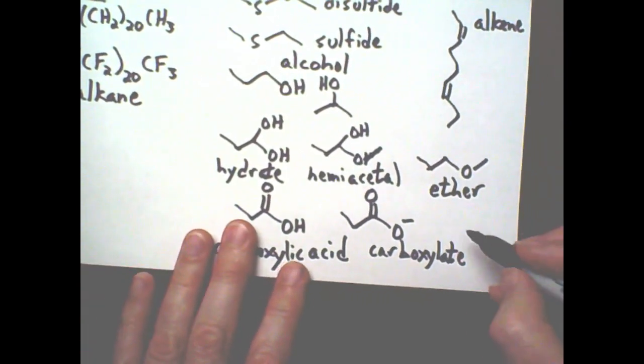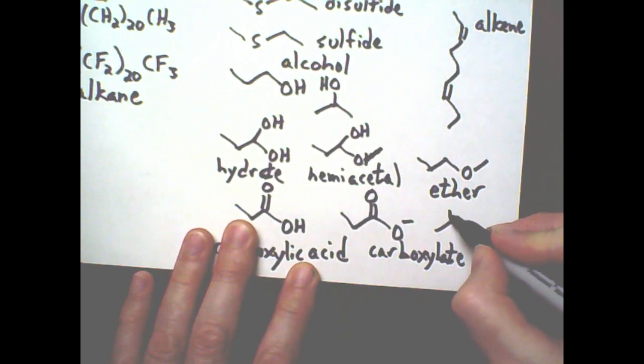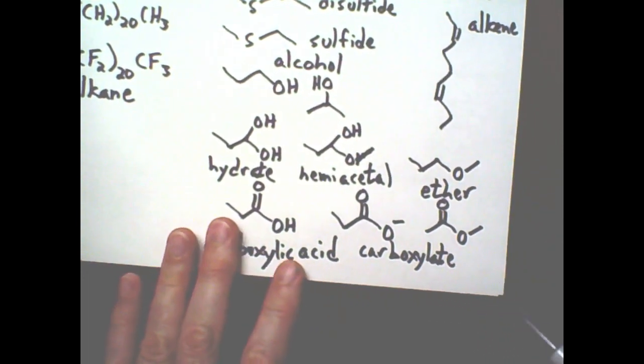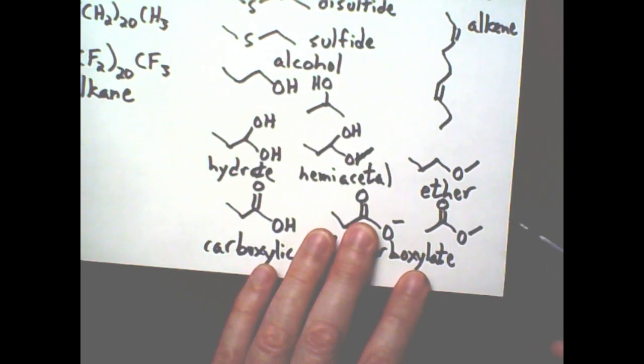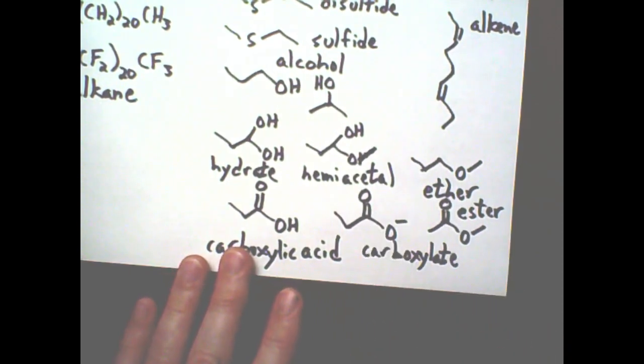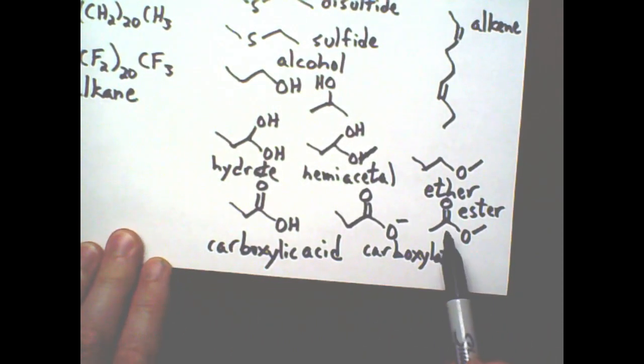Or we could put an O in between two carbons with a double bond O. There's an ester. So whenever you have an O or an N, you can't just look at what's directly attached to that O. You have to go another step away and see if there are more things attached to the carbon.